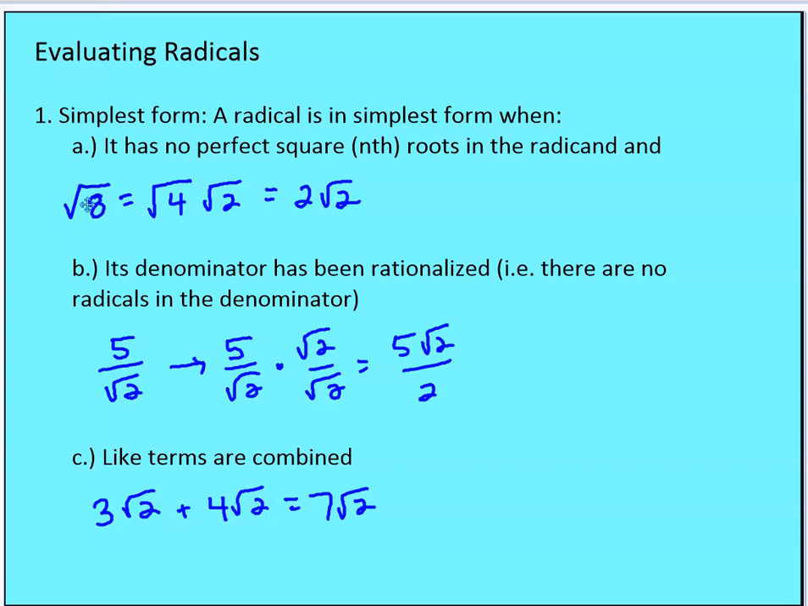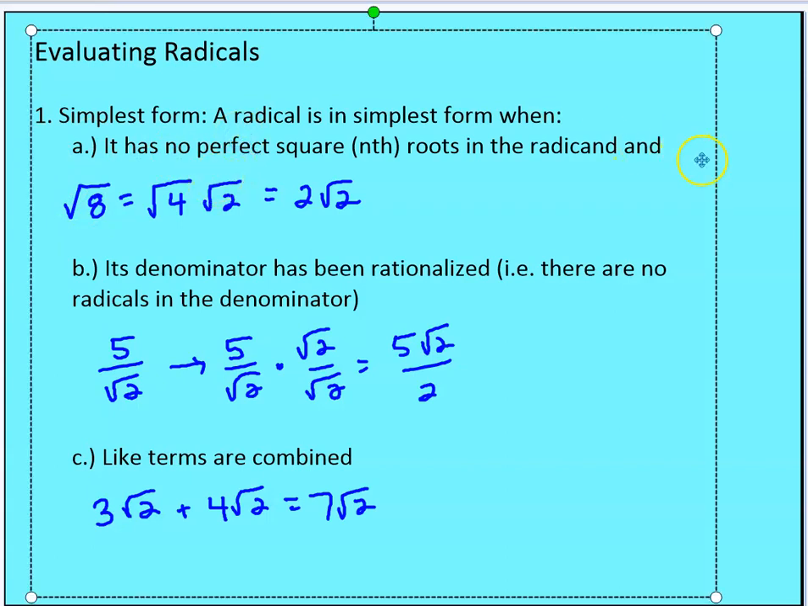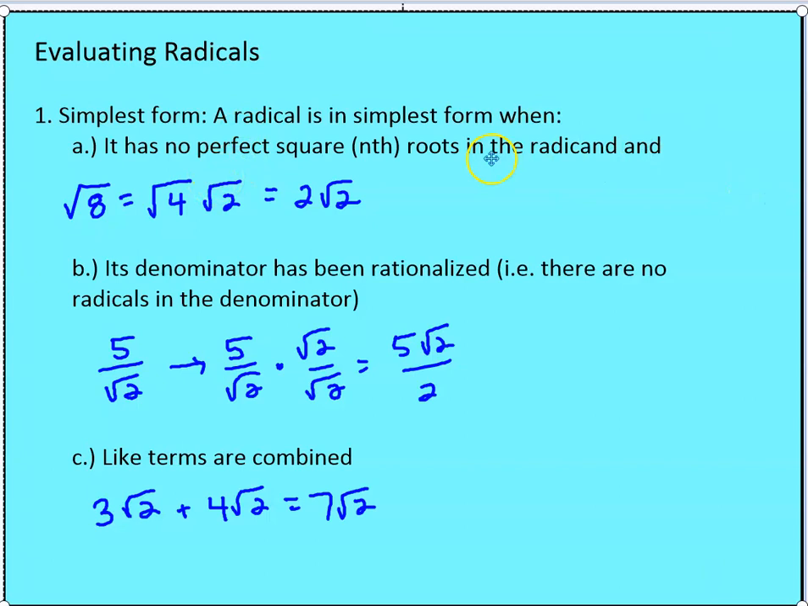So a radical is in simplest form when it has no perfect squares in the radicand. You've simplified those perfect squares; in this case, the square root of 4 is 2. Its denominator has been rationalized, meaning there are no radicals in the denominator. We're going to take care of this in pre-calculus, so I'm not going to give you any examples where this is an issue.